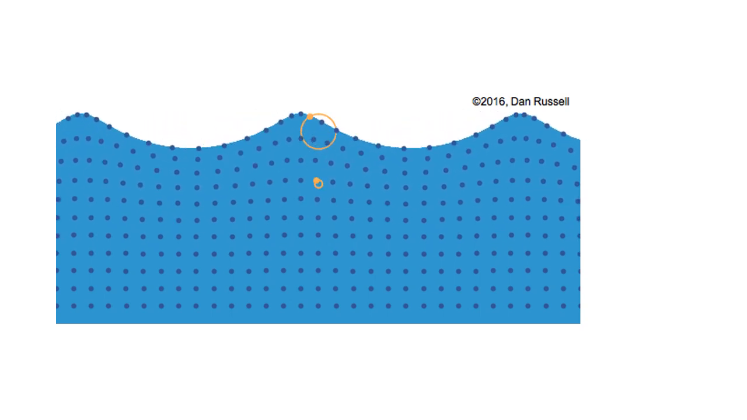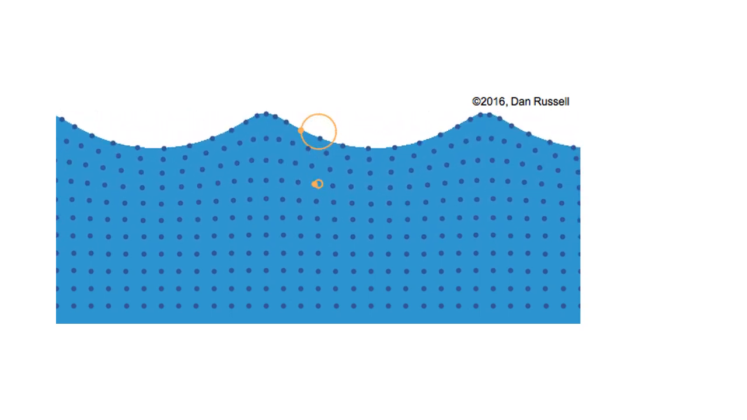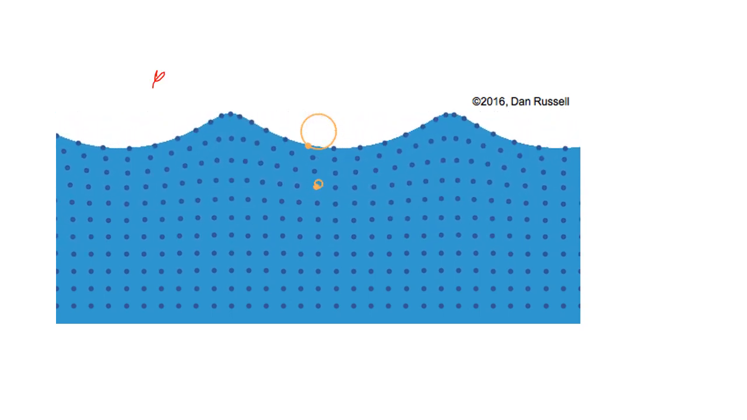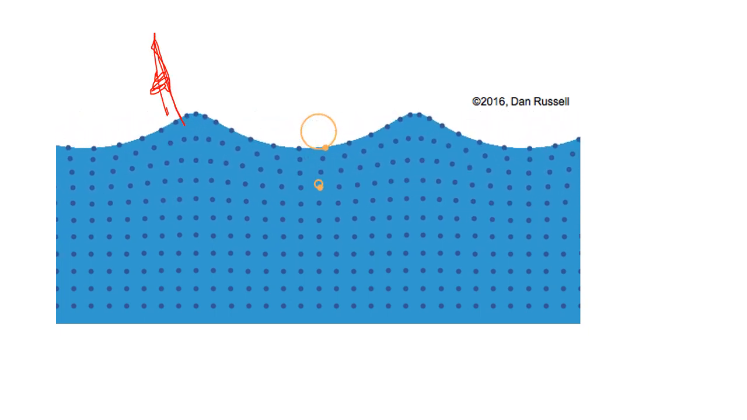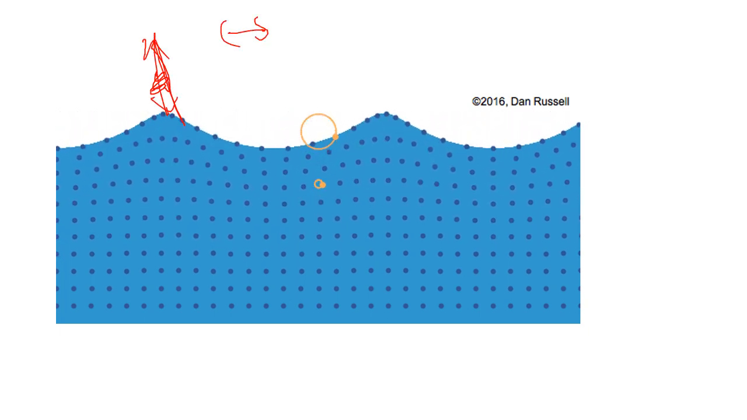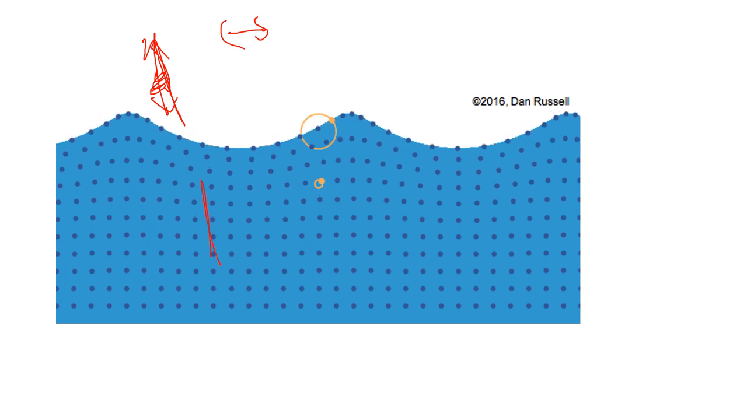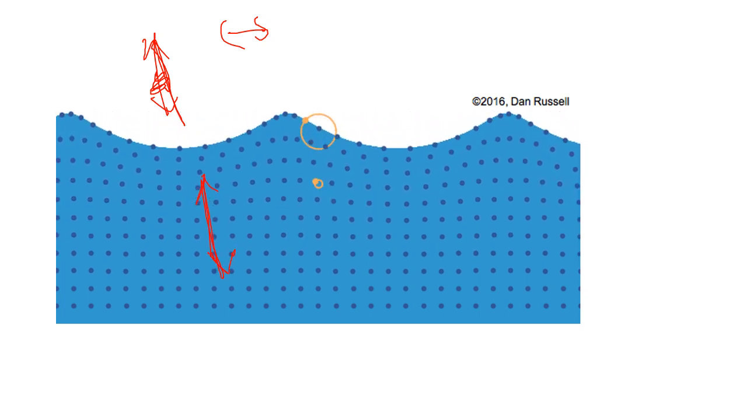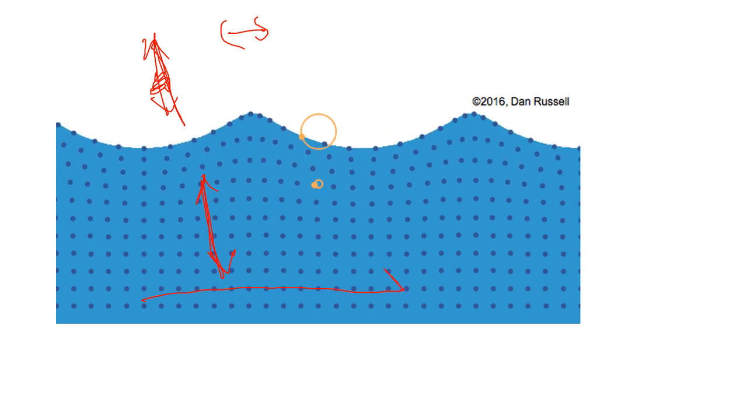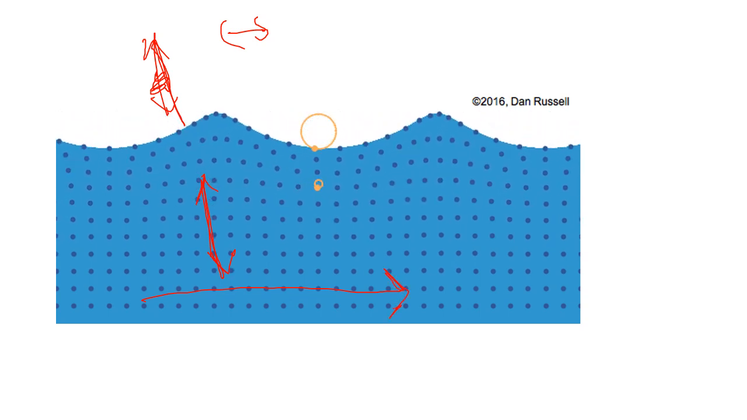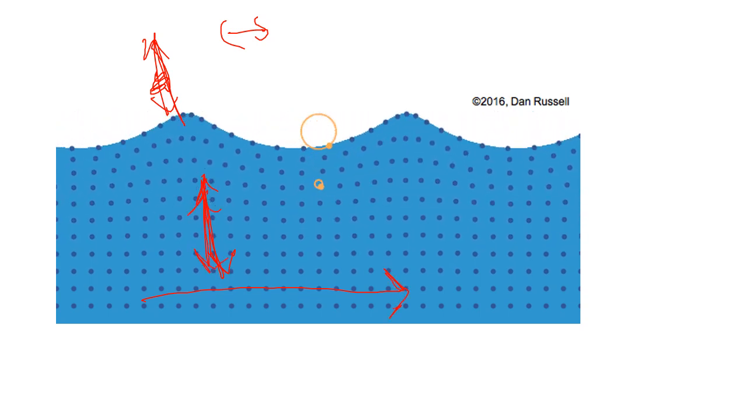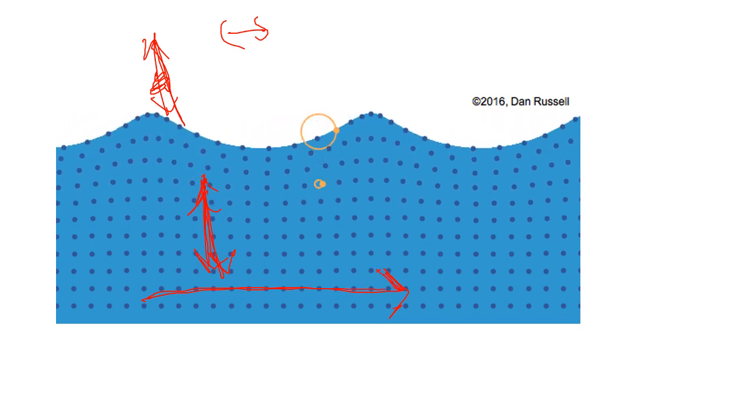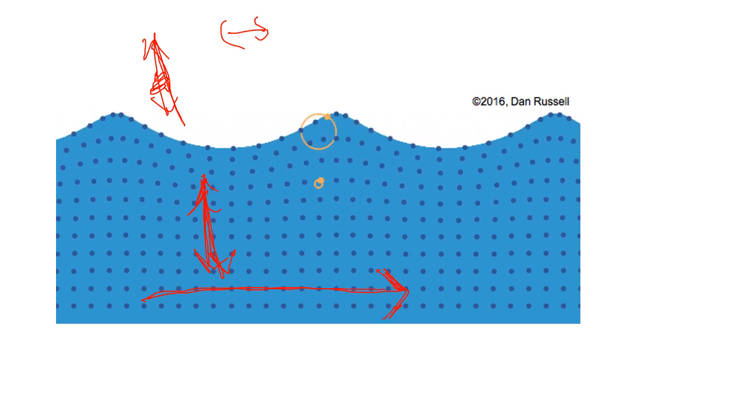Now, if you look at this, the particles move up and down, although they do move sideways, but they move more up and down. So the water molecules move up and down for a water wave, but the energy transfer is moving from left to right.